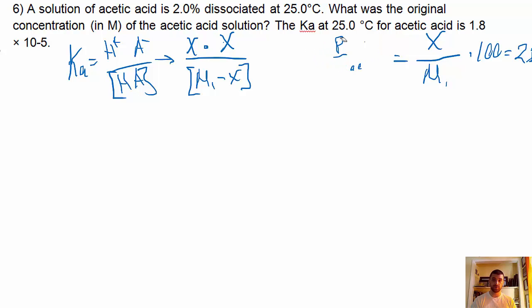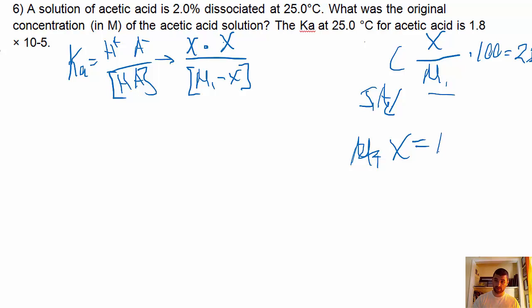So what I would suggest doing is to go, all right, what are we trying to solve for? The original concentration, M1, right? So let's plug things in. Let's solve for X in terms of M1. So let me look at this percentage equation. Let me get M1 by itself. In order to do that, I got to multiply. It's just algebra. I'm not going to bore you guys with it. X equals the original molarity times 2.0 over 100.